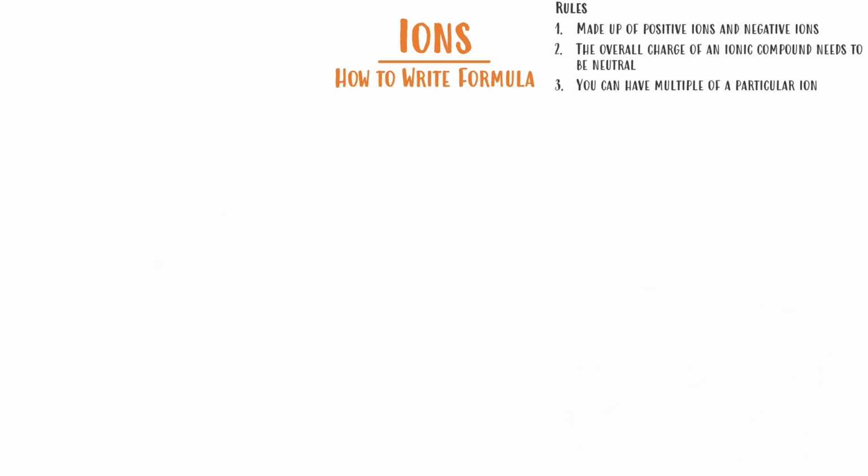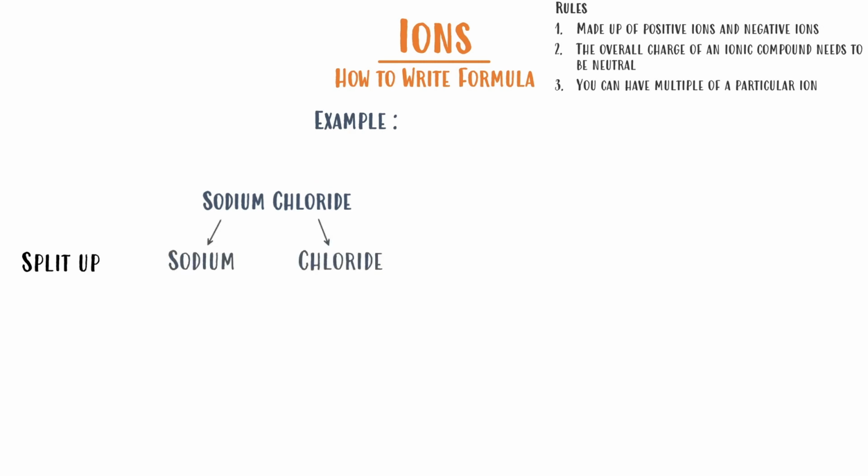Okay, so here's our first example, sodium chloride. Now, as we have done previously with our bonding, the first thing I'm going to do is split this up. I have sodium and I have chloride. The ion charges, again, we can use our periodic tables to figure these out for our simple ions. So sodium is going to be +1 and chloride -1.